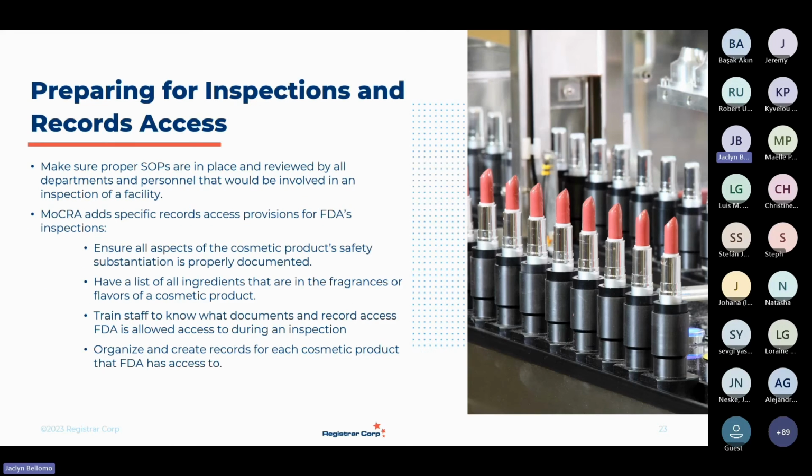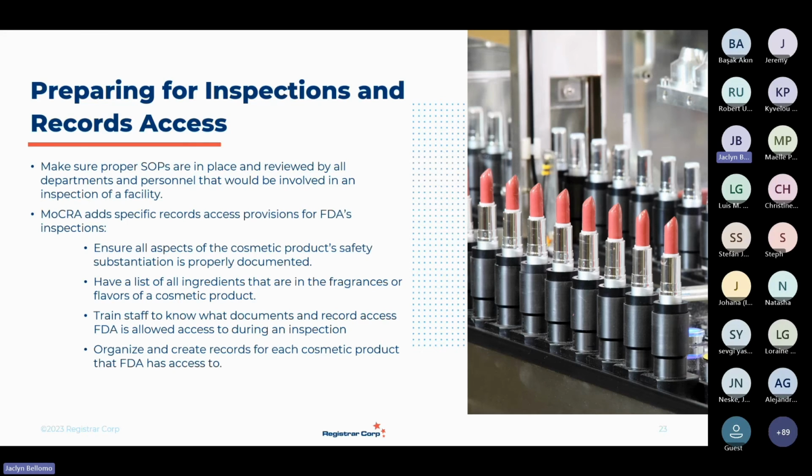So, preparing for inspections and record access as well. Make sure proper SOPs are in place and reviewed by all departments and personnel that would be involved in an inspection of a facility. Very, very important. A lot of times in facilities, SOPs are written and not everybody who's involved in the SOP sees it, or they have seen it and just signed it and not understood their role in the SOP.